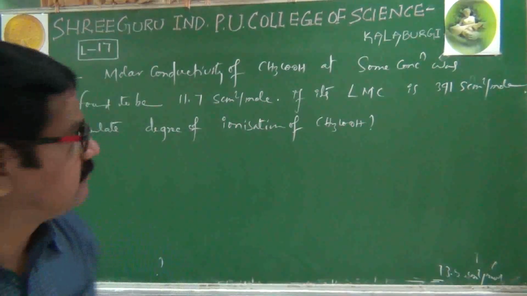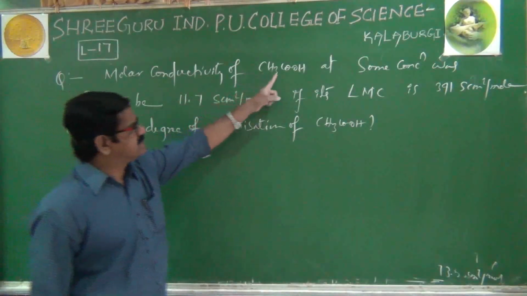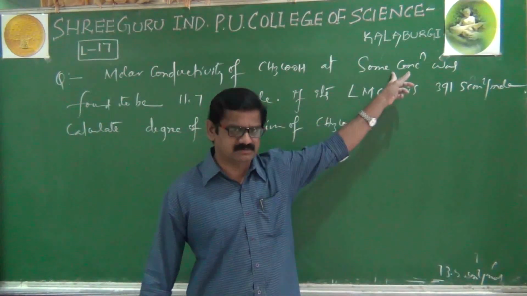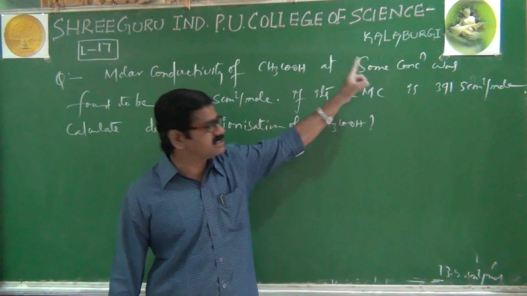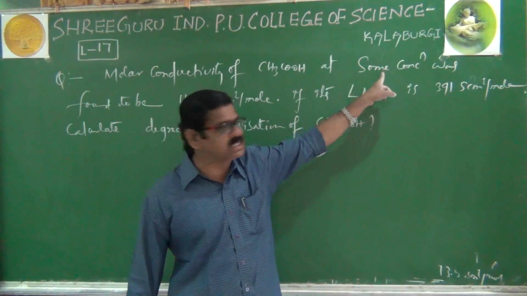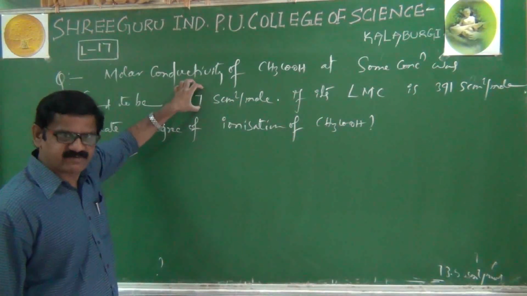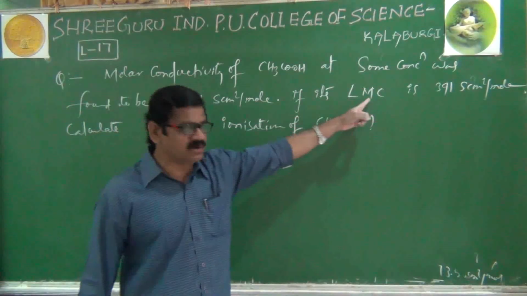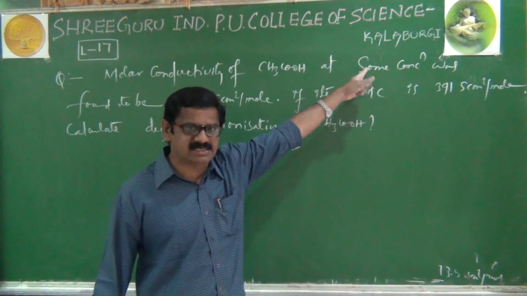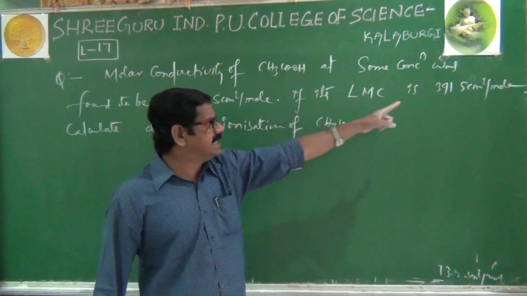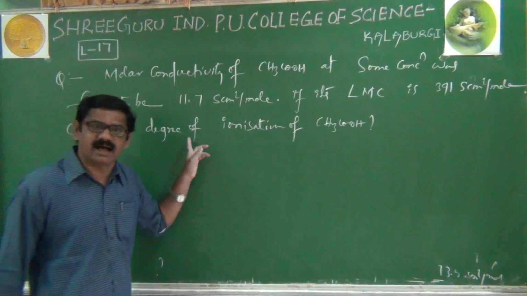Again, first we'll try to collect its data. Molar conductivity of acetic acid at some concentration. It is not a limiting molar conductivity. At some concentration, nothing but lambda MC was found to be 11.7. Some value is given, and it's a limiting molar conductivity, nothing but at zero concentration. Its value is 391, and it is asking for the degree of ionization, nothing but alpha.